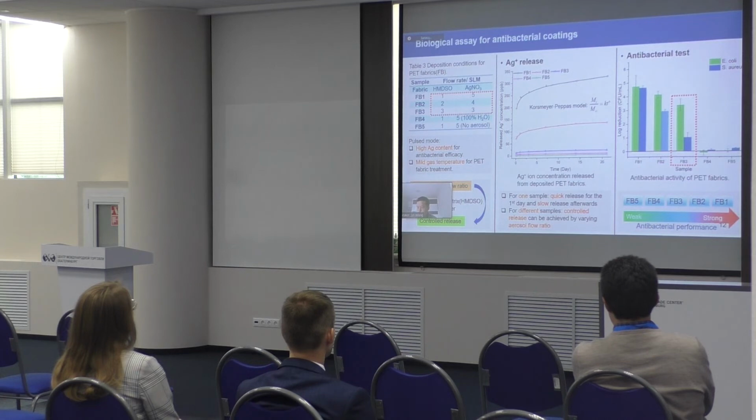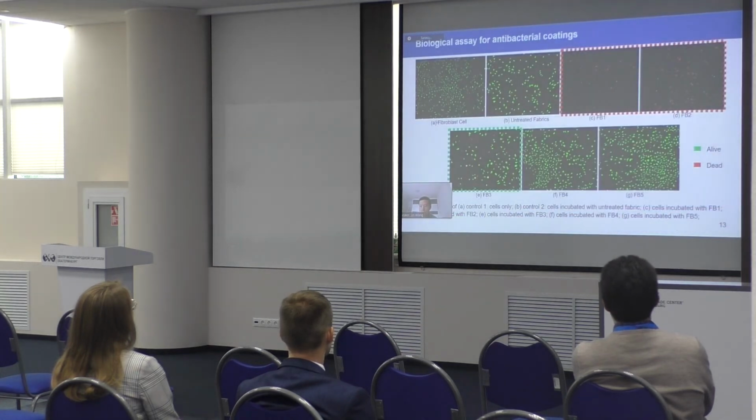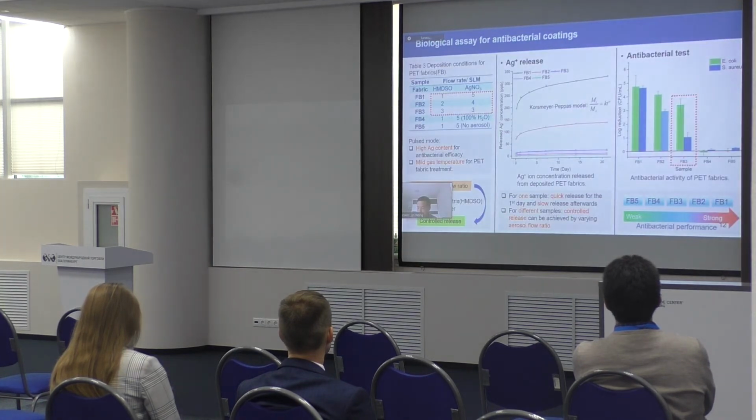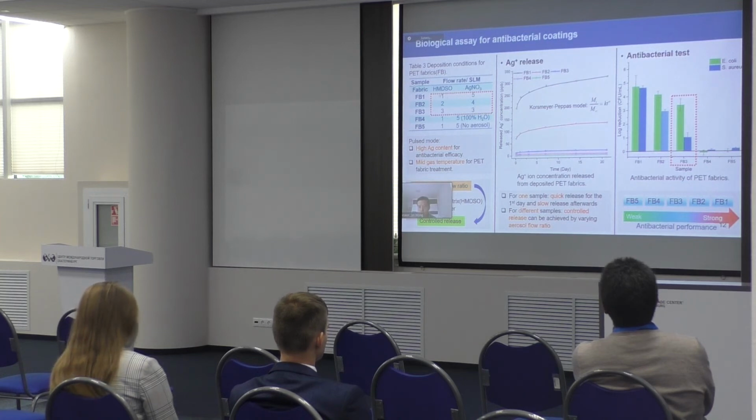And antibacterial effects of the coatings were also examined by E. coli and S. aureus. Both bacteria were incubated with different fabric samples. After 2 days, the colony forming units were counted and their log reduction was calculated. Fabrics FB1 and FB2, as we see here, show strong antibacterial properties, which is related to more released silver ions, while FB3 shows a moderate antibacterial efficiency.